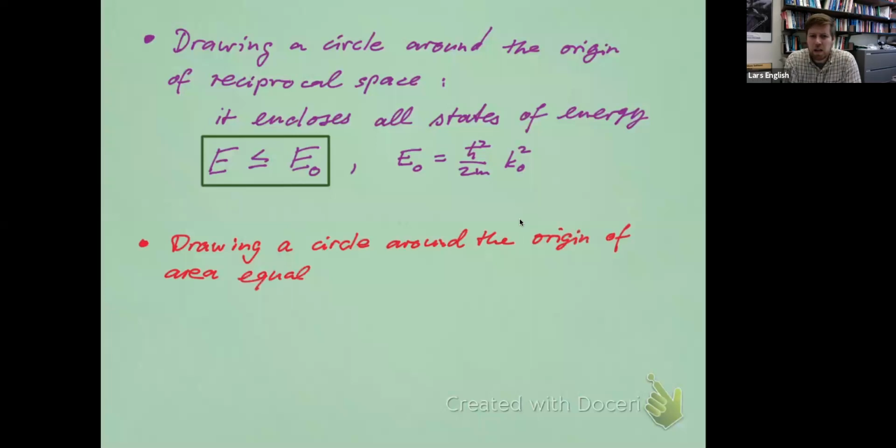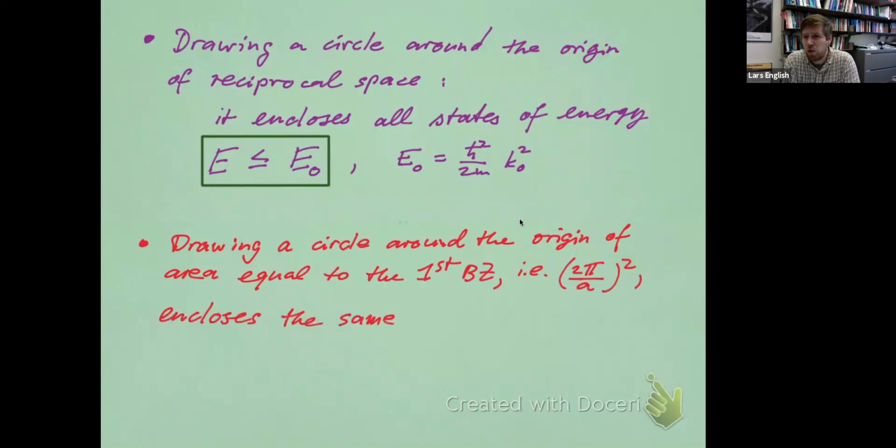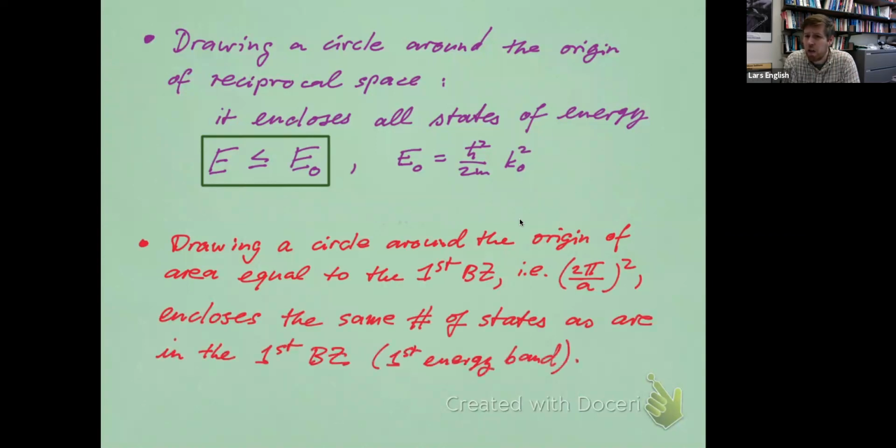And the second thing is that since that circle has an area equal to that of the first Brillouin zone, namely an area of 2 pi over a squared, it also then encloses the same number of states as are located within the first Brillouin zone. So it has the same number of states as the first band has. And so that's interesting. Same number of states.